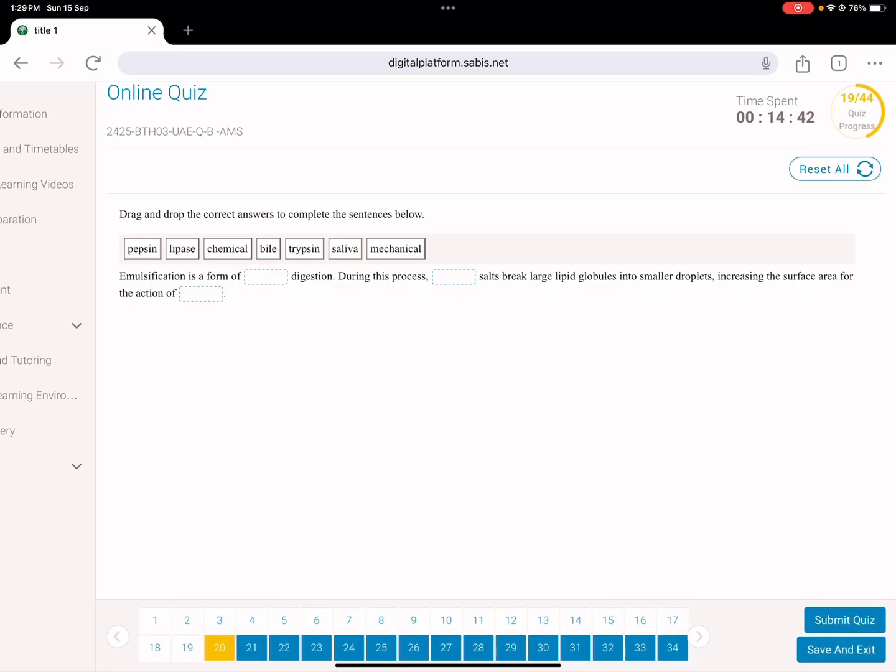Emulsification, remember we said it's a form of mechanical digestion. During this process, bile salts break large lipid globules into smaller droplets, increasing the surface area for the action of lipase.